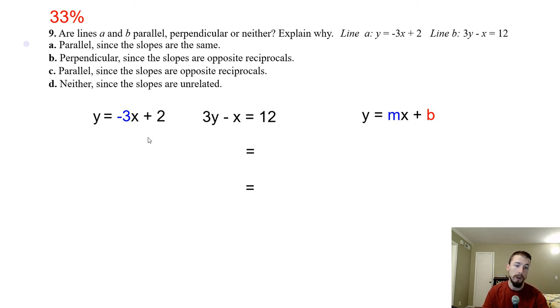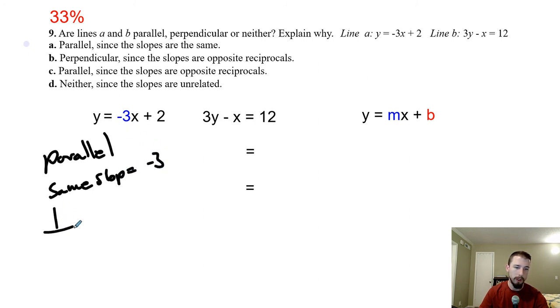So the first one's already solved for you because it's in y = mx + b format. So our slope is -3. And right off the bat, if it was parallel, then we know that it has the same slope, which would mean that it would have to have a slope of -3, right? Because that would be the same slope. Now, if it was perpendicular, then it's going to have opposite reciprocal slopes. So what's the opposite reciprocal of -3? Well, we do the opposite sign from negative to positive, and then we flip the numerator and denominator to get positive 1/3.